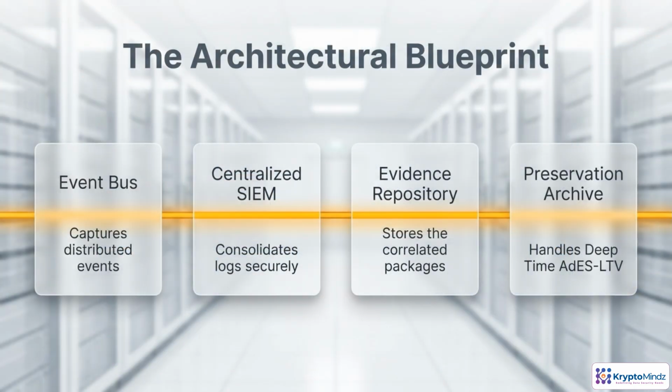You can think of this blueprint as a pipeline for trust. First, every system publishes security and business events onto an event bus, so nothing important is missed. Those events flow into a centralized SIEM where they're normalized, correlated, and protected. From there, key facts are extracted into an evidence repository that's optimized for audits and disputes. Finally, a preservation archive takes care of long-term validation, so signatures remain provable for decades.